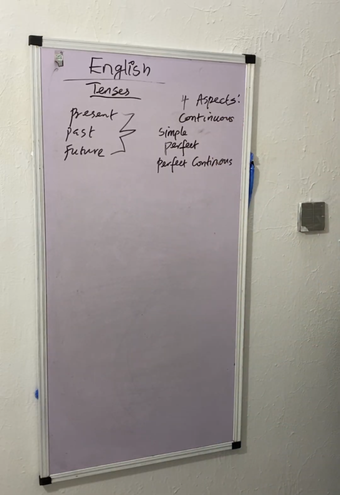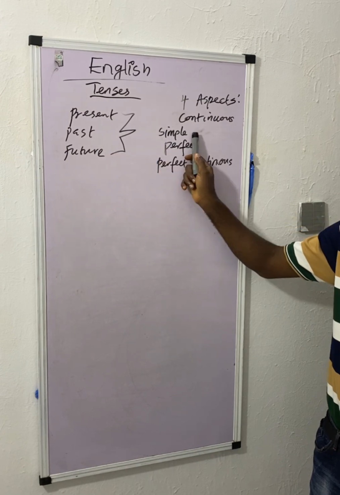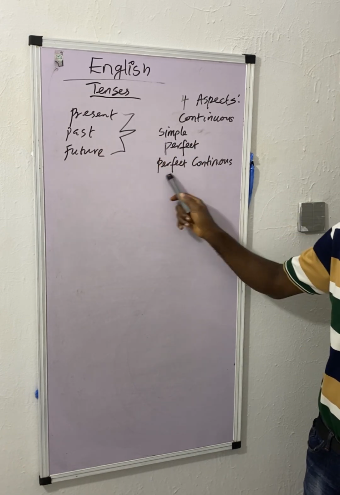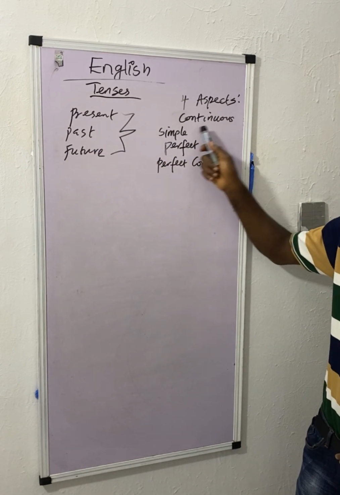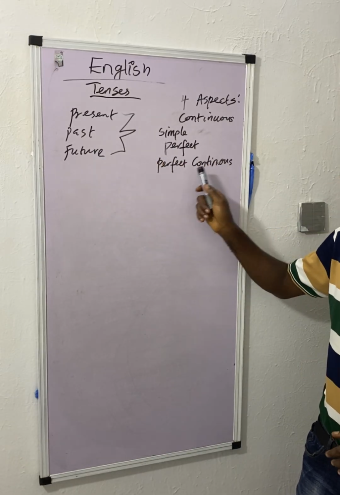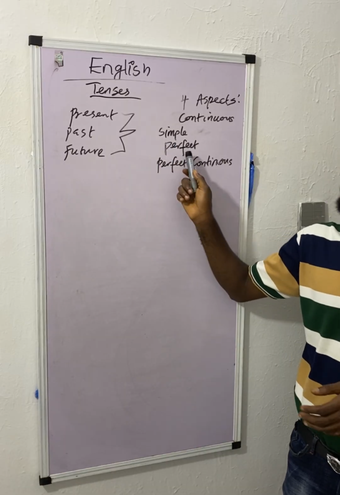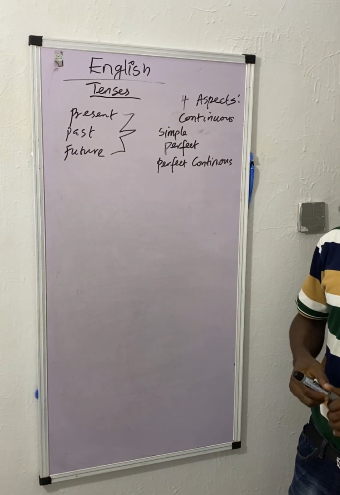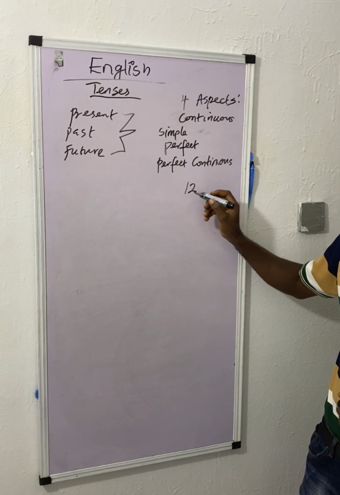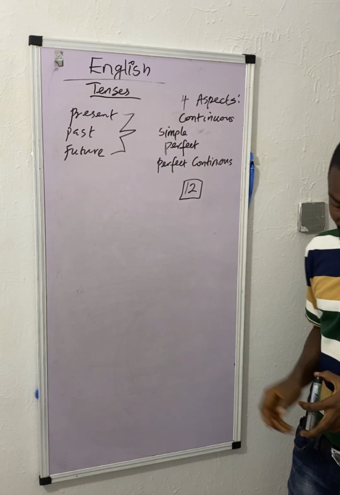aspects. For example, we are going to have present continuous, present simple, present perfect, present perfect continuous, past continuous, past simple, past perfect, and past perfect continuous, future continuous, future simple, future perfect, and future perfect continuous, giving us a total of 12 tenses. All right, 4 times 3, that's 12. So we have 12 tenses.